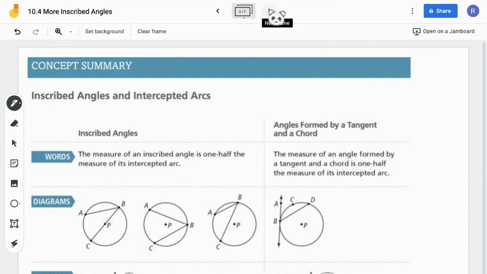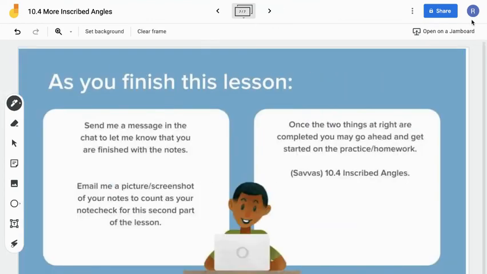And when you finish getting these notes down, this is what I want you to do next. Send me a message in the chat and let me know that you're finished. Then take a picture or a screenshot of your notes from today. They should have all those key things in it. So make sure that your notes have those pictures, some examples, some equations, and email me either a picture or a screenshot of your notes. And then once those two things are done, you can go ahead and get started on the practice for today.